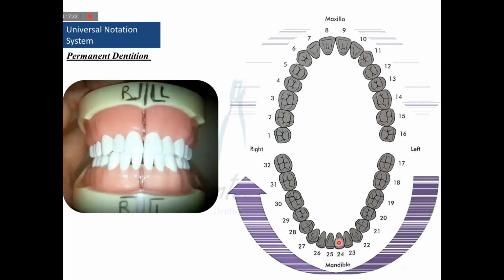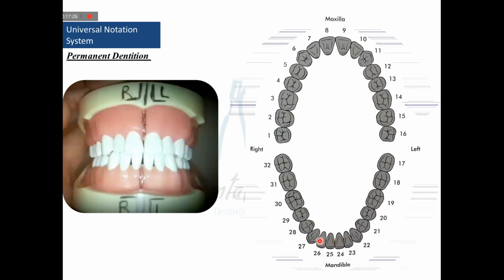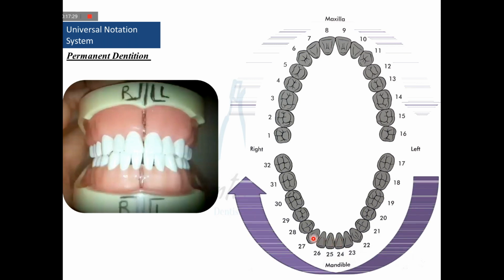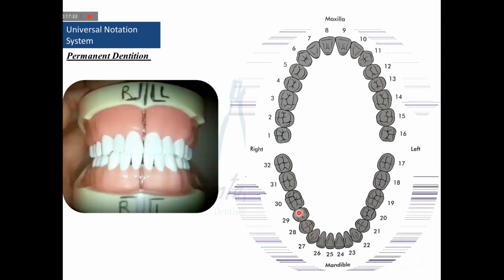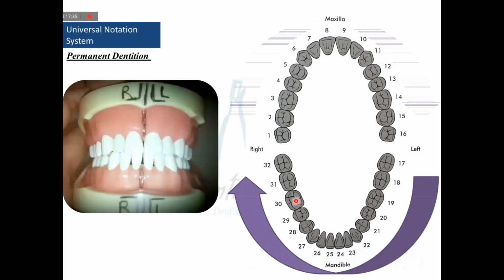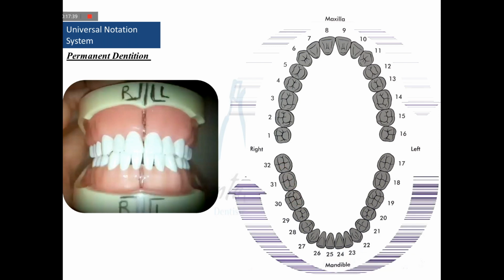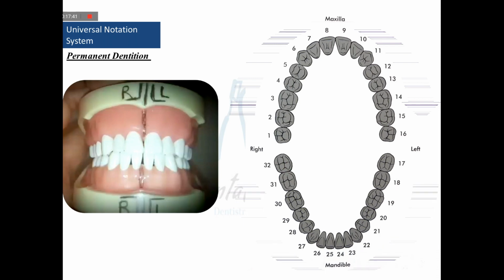Now going on to the central incisor of the right hand side, we mark it as 25, 26 for the lateral, 27 for the canine, 28 for the first premolar, 29 for the second premolar, 30 for the first molar, 31 for the second permanent molar, and last the third molar is marked as 32.